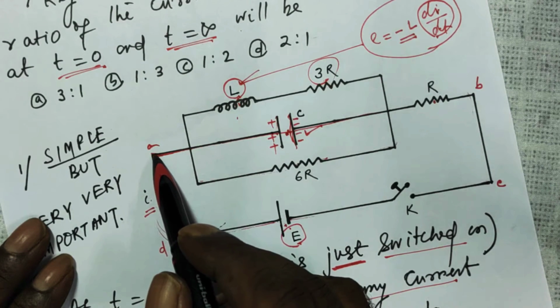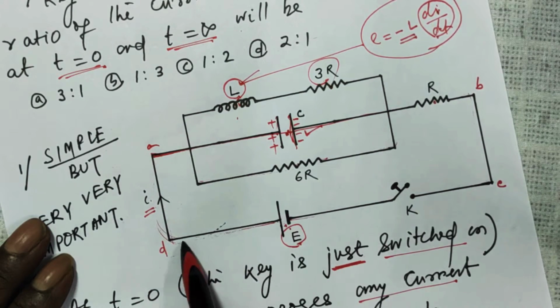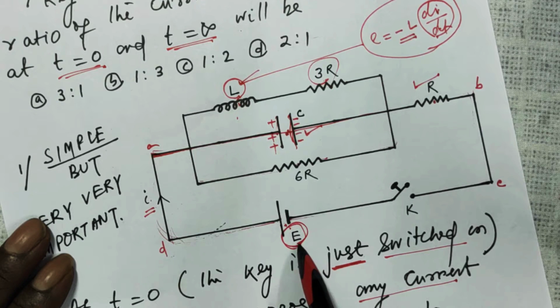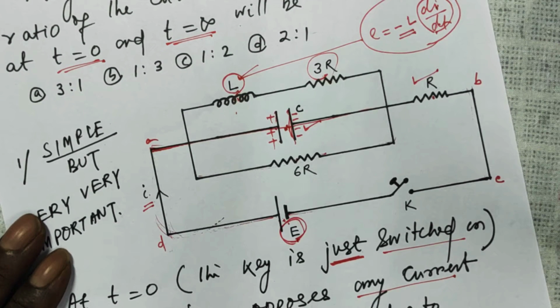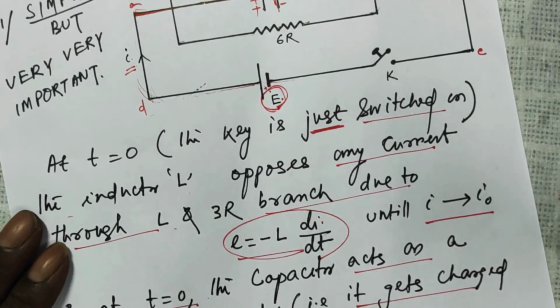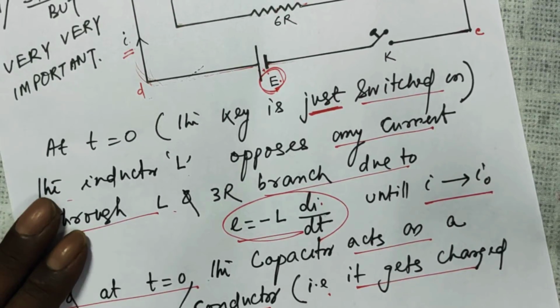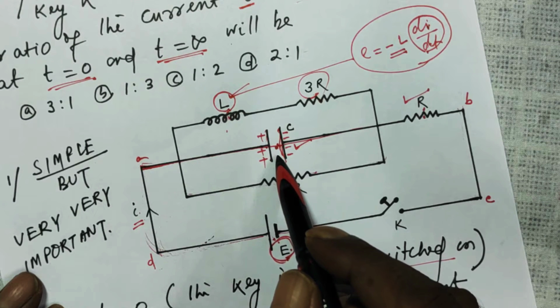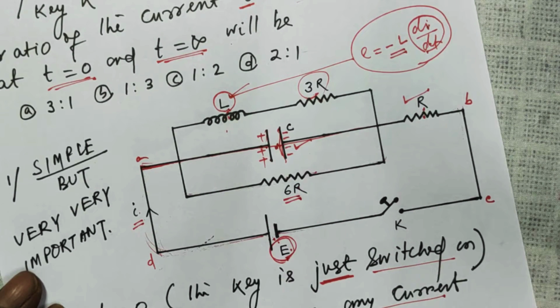So at t is equal to 0, only this path is complete, and in this path there is only one resistance, and here is the EMF. So the current will be E by R. So the first current will be E by R. So no current through 6R. That is what I tried to explain, because the capacitor will be first charged.